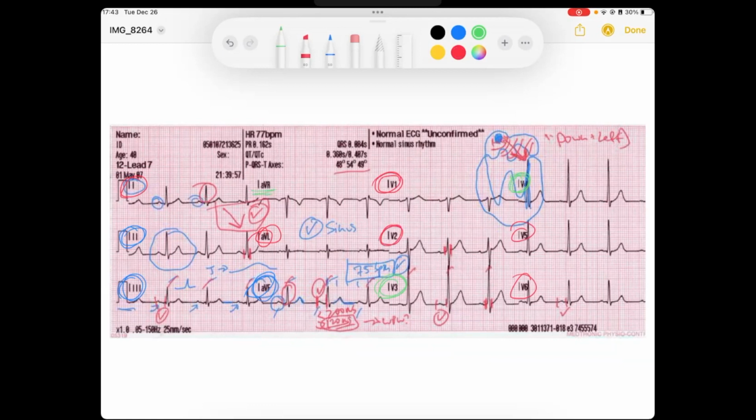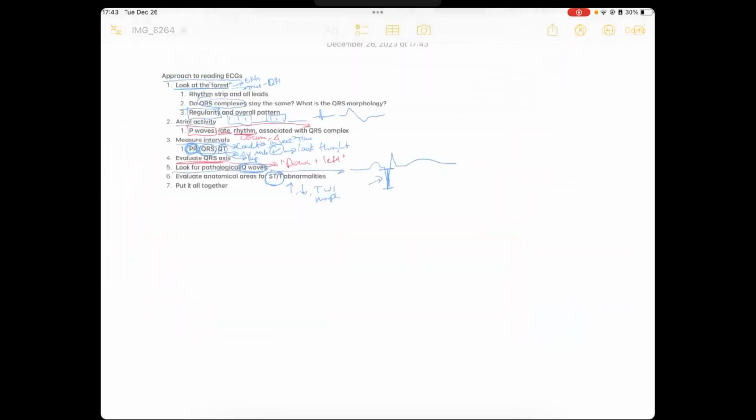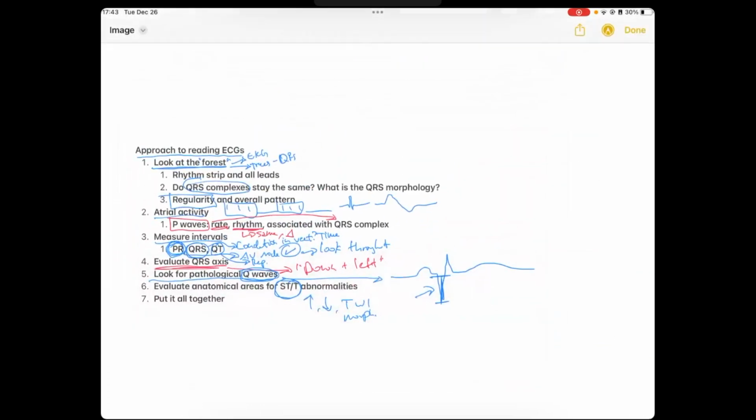And everyone says, don't worry about AVR, but AVR can change in a predictable fashion, depending on if it's infarction or if it's pericarditis. So I always take a look at AVR as well. So I scan through anatomically, and that's my EKG approach. At the end of that, you put it all together and you have your diagnosis.